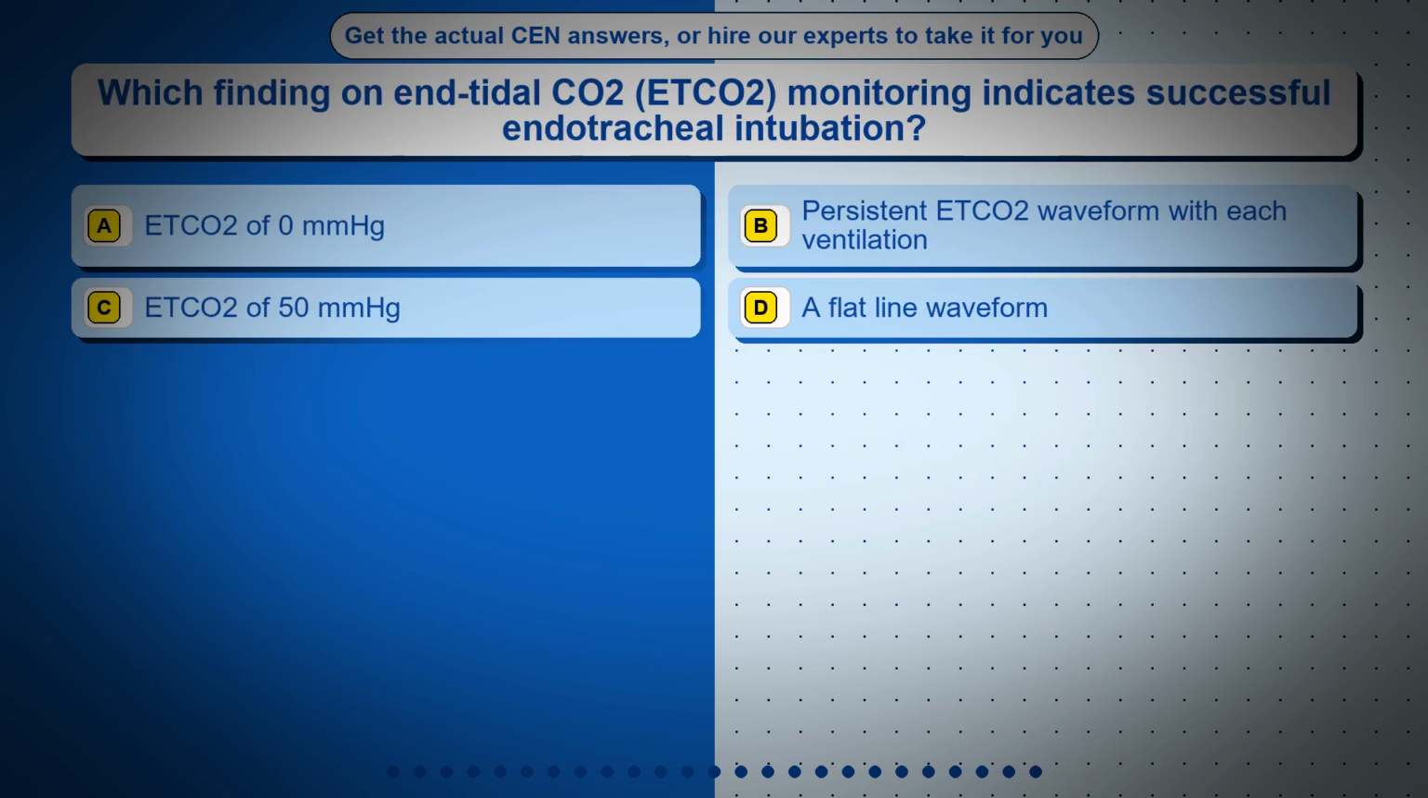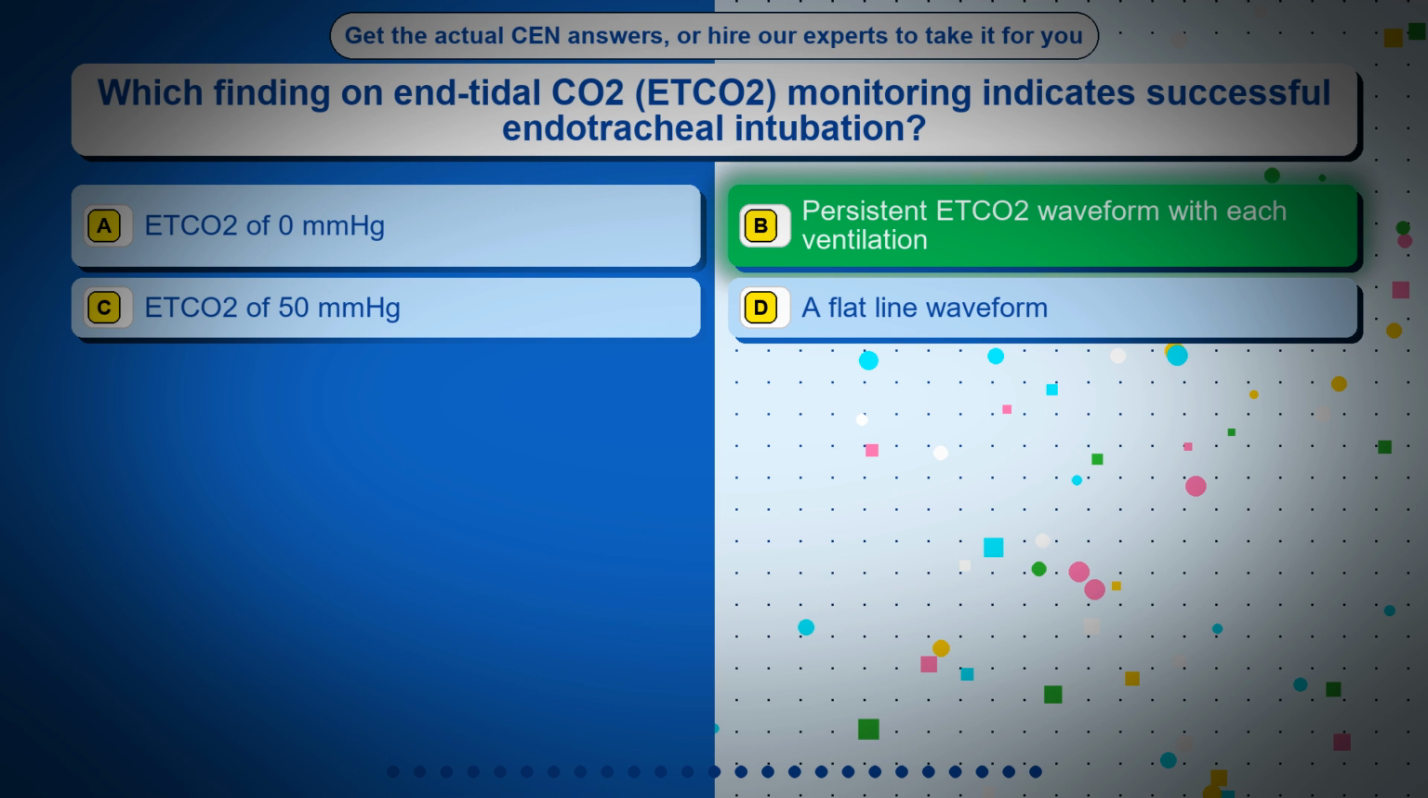Question 25. Which finding on end-tidal CO2, ETCO2, monitoring indicates successful endotracheal intubation? Option A, ETCO2 of 0 mm Hg. Option B, persistent ETCO2 waveform with each ventilation. Option C, ETCO2 of 50 mm Hg. Option D, a flat line waveform. The correct answer is option B, persistent ETCO2 waveform with each ventilation.